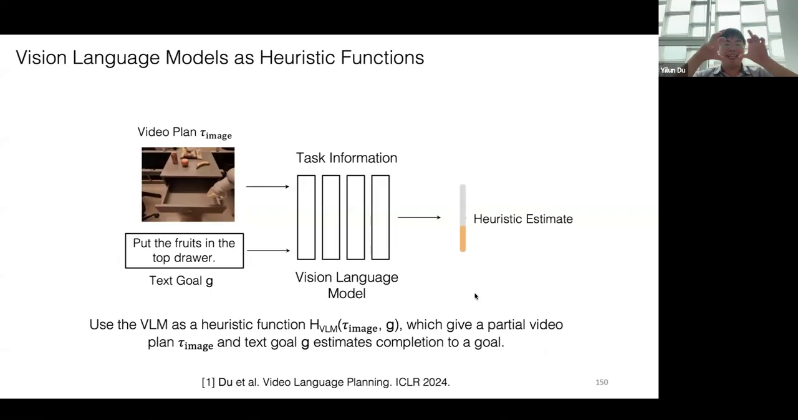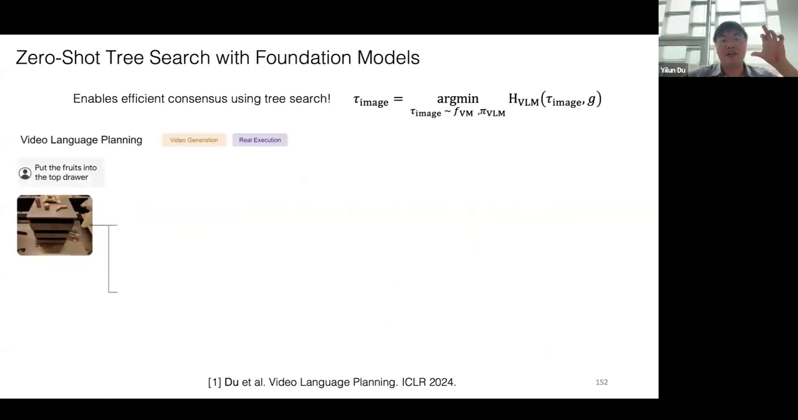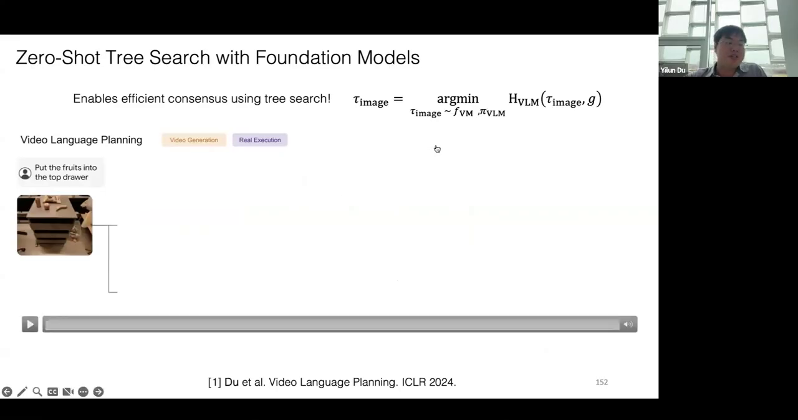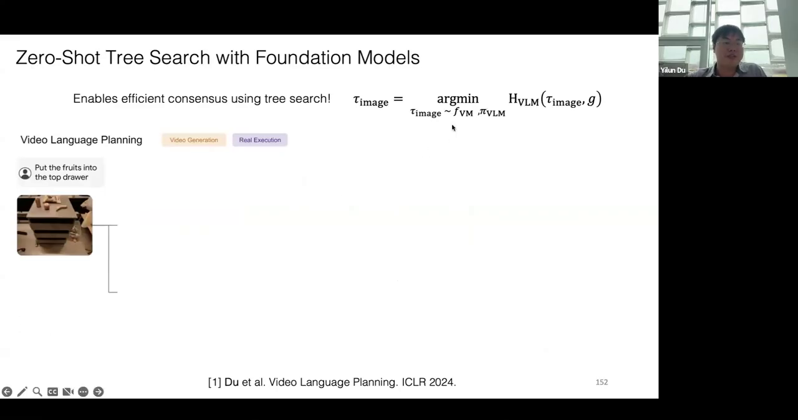So once you have this optimization procedure between the video model and the vision language model, where here we want to optimize for a set of images from the video model that satisfies this vision language model, now we can do some type of search on this to actually optimize this overall procedure.